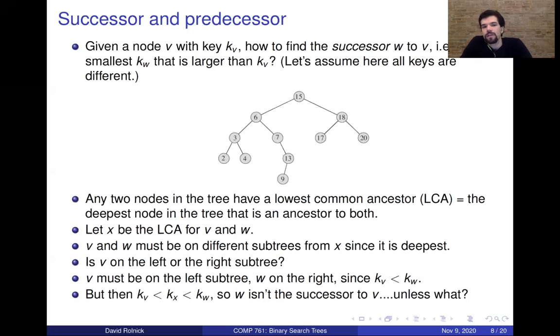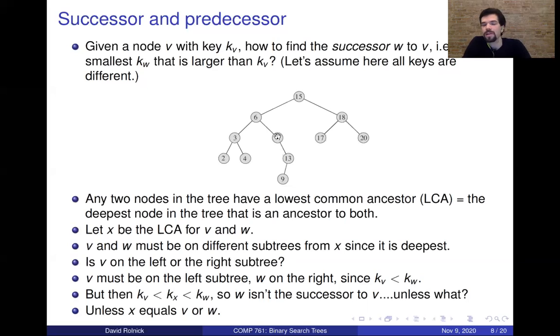And we said that the lowest common ancestor, we have to have V and W be on different subtrees. So V is on the left, W has to be on the right. What could be the case? Do they actually have to be on different subtrees? Ah, yes. X could be V or W. V or W could be an ancestor of the other one.